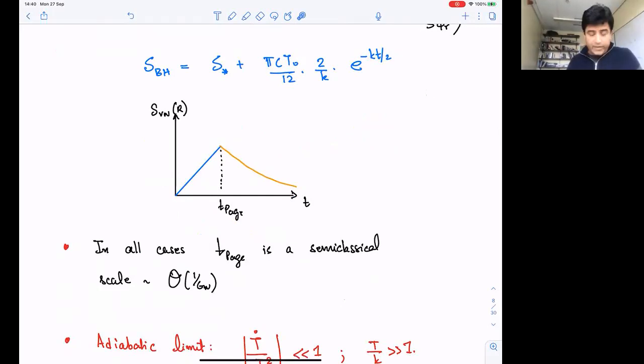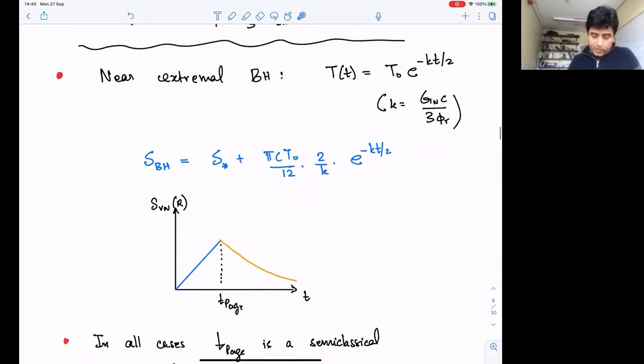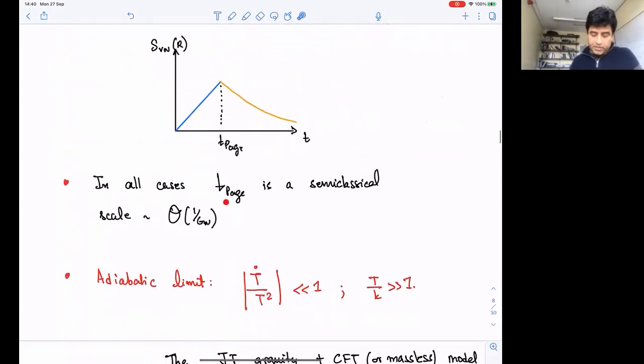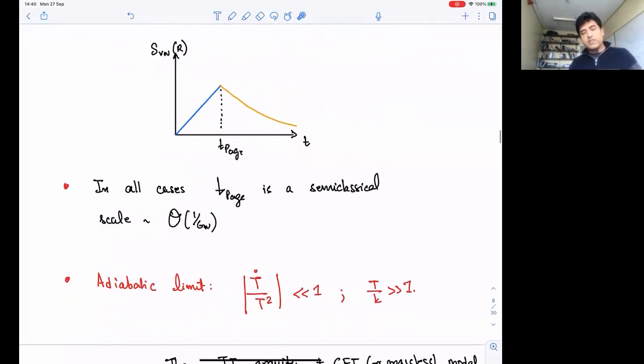at asymptotically late times. In all cases, these are just two examples, but in all cases, the Page time is a semi-classical time scale. It's a macroscopic time scale in the sense that it's order 1 over G Newton, or order 1 over K in terms of this parameter in JT gravity. So this is a semi-classical time scale. It's a non-perturbative time scale.